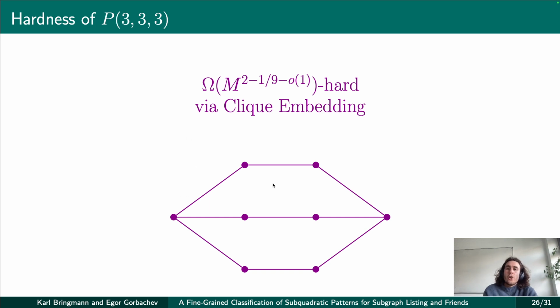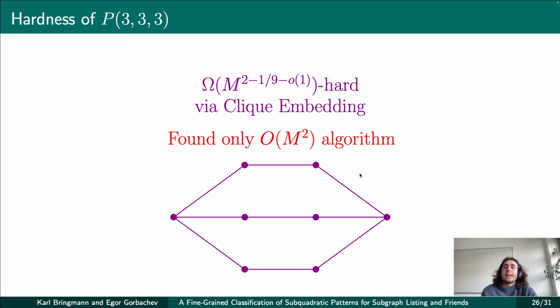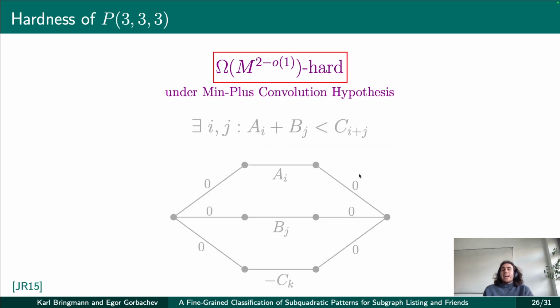Sadly, one can show that for this graph, the best lower bound exponent we can hope for using this lower bound framework is 2 minus 1 over 9. However, only a quadratic algorithm is obtainable. And thus, to show hardness of this pattern, we need a different kind of lower bound. To this end, we adapt an idea from Jin and Xu and use the min-plus convolution hypothesis to show hardness.